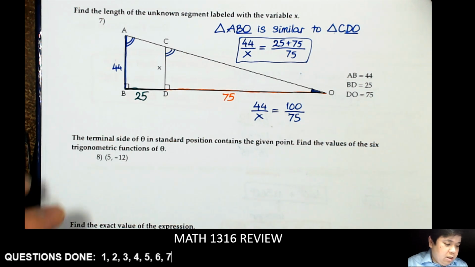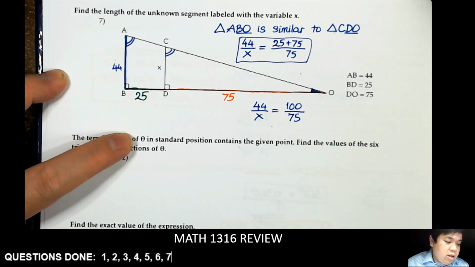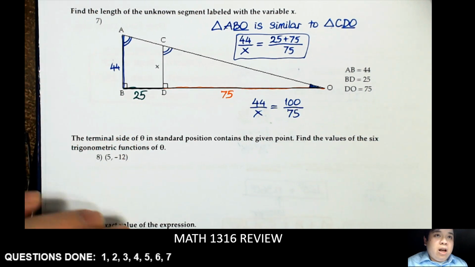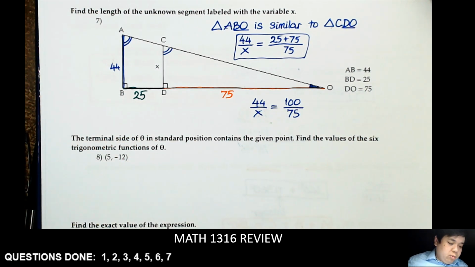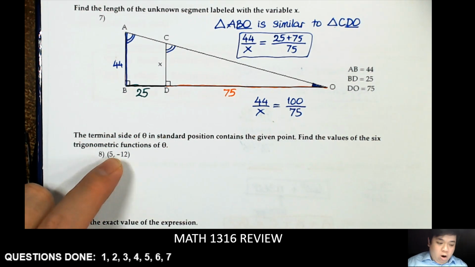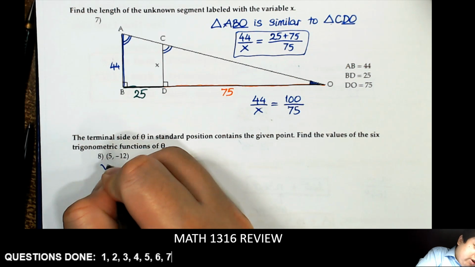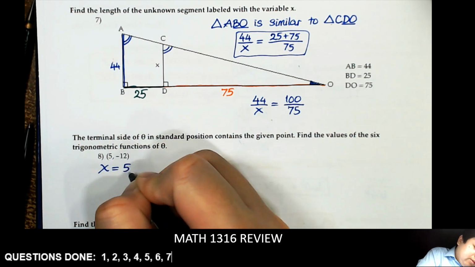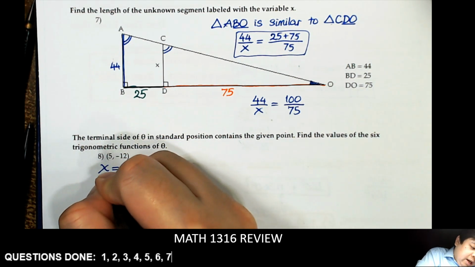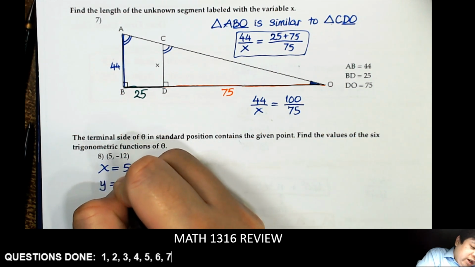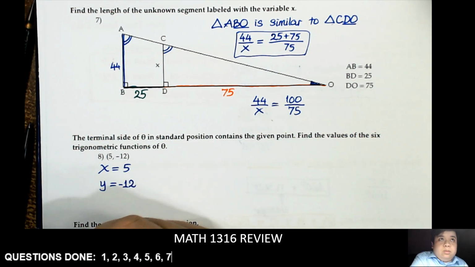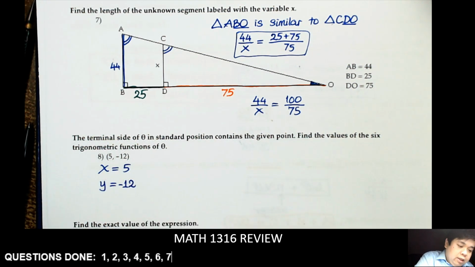Next, the terminal side of theta is in the standard position. So we have the point that's corresponding to the angle in standard position. In our problem, we have X equal to 5, and then Y equal to negative 12. And then we need to find R.